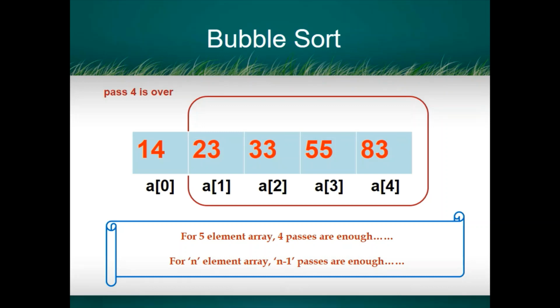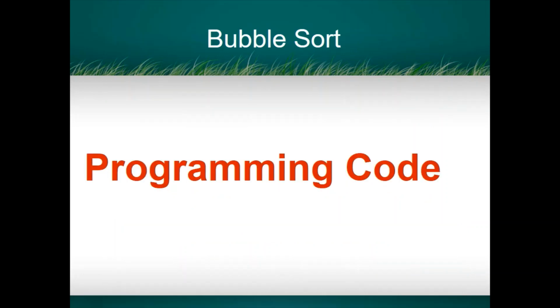For an n element array, n minus 1 passes are enough. For example, if the array size is 6, we need 5 iterations. If the array size is 10, we need 9 iterations. Now let us try to understand the code.